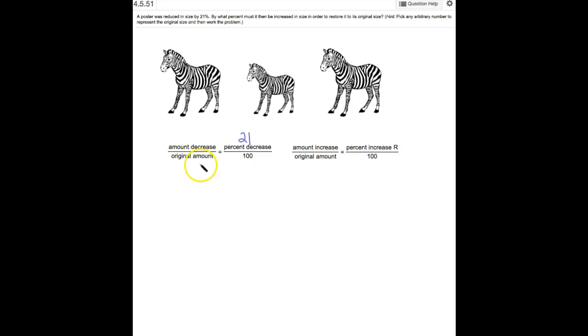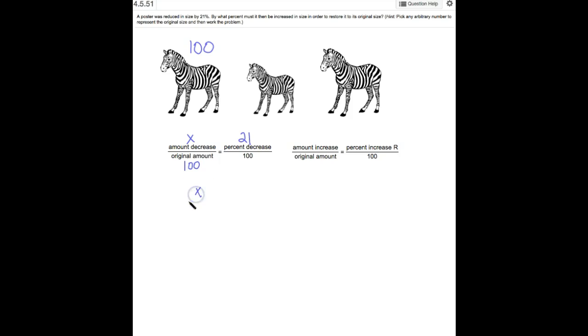However, the nice thing about proportions, and another way to think of these posters as similar, is that it doesn't actually matter what the original amount was. If we find the appropriate amount of decrease, this fraction will be proportional to a different original amount. So we'll be able to work through the problem if we pick any arbitrary number to represent the original size. So let's pick something easy like 100. And so we can fill in 100 down below, and then this is our x, our unknown.